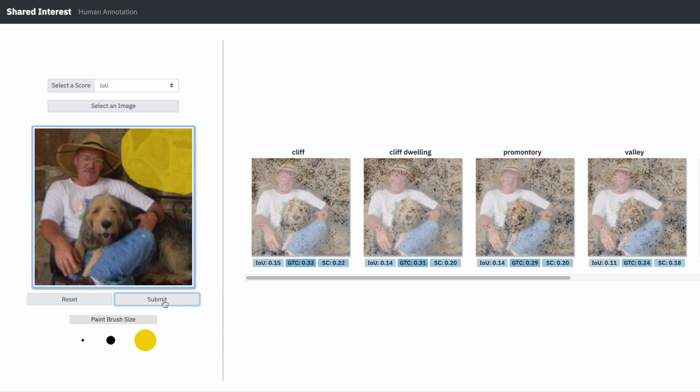Overall, using shared interest enables users to interactively test hypotheses about what the model has learned and identify information that can help them improve model behavior.